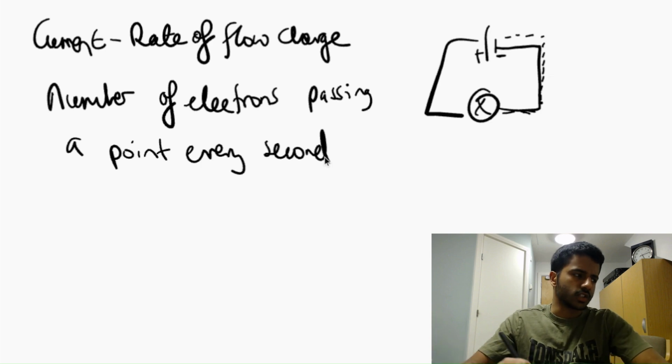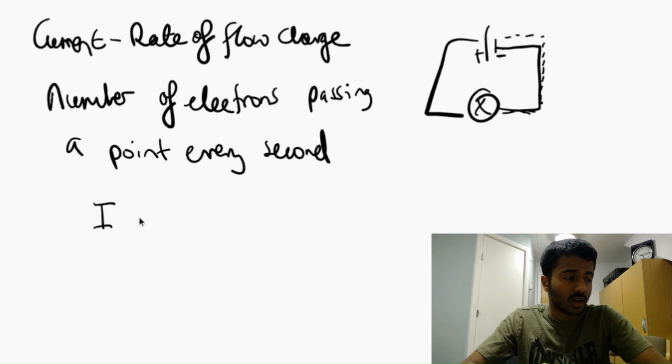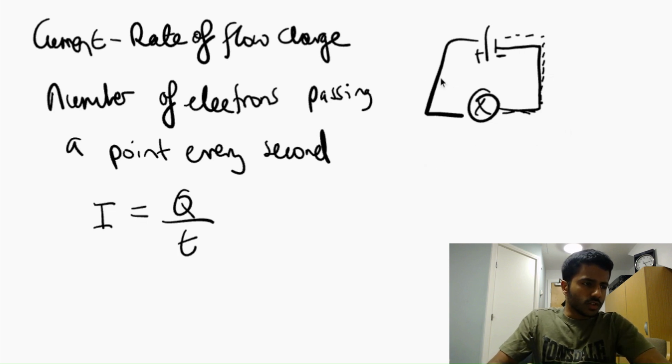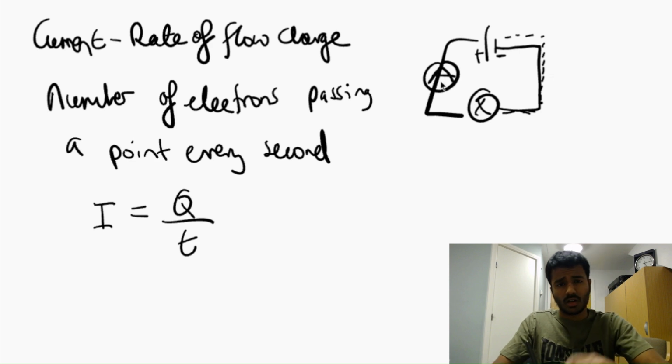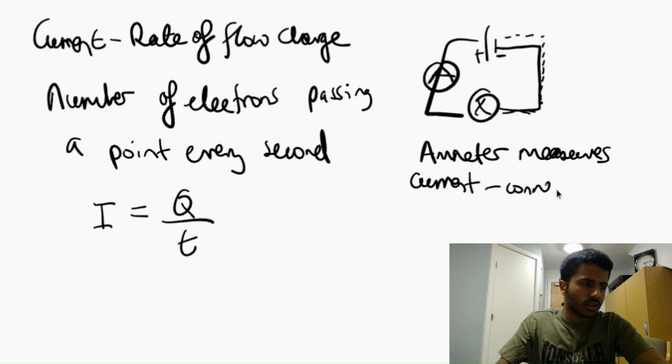So by that definition, the fundamental current equation is given by I, the current, is equal to Q, which represents charge, over time. You measure current using an ammeter, with this circuit symbol A. An ammeter, which measures the current, is always connected in series.